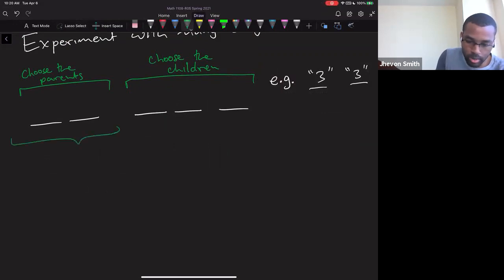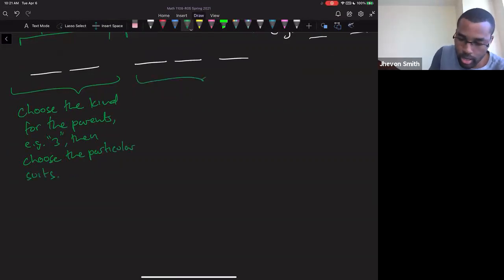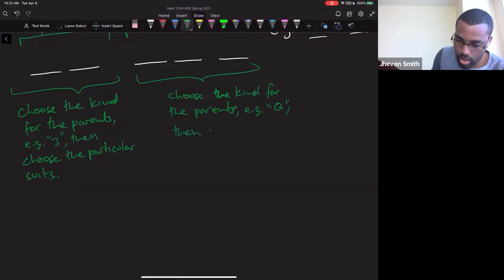Well, it would mean here, I have to choose the kind for the parents. Example 3, then choose the particular suits. Similarly here, you're going to choose the kind for the parents. For example, choosing queen, then choose the particular suits.